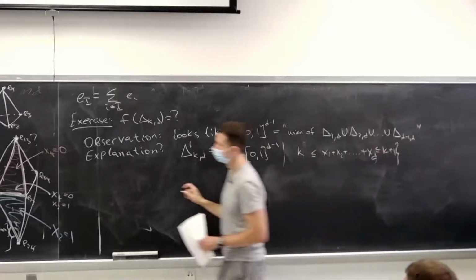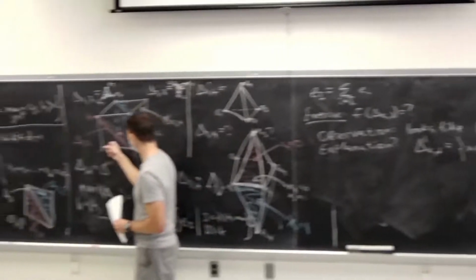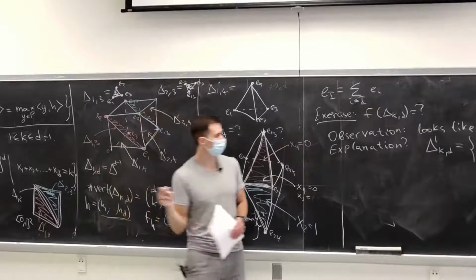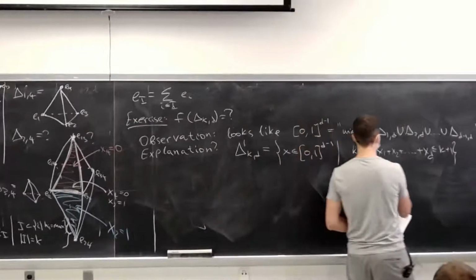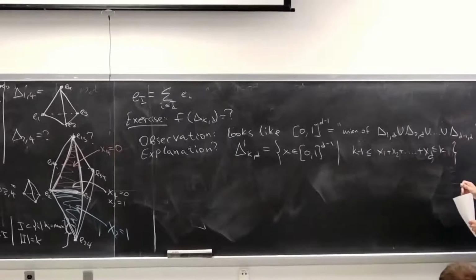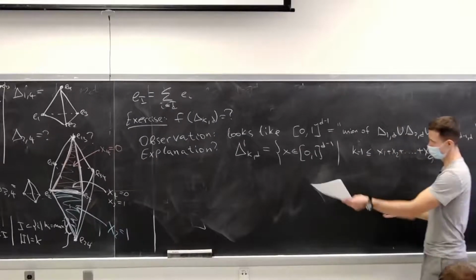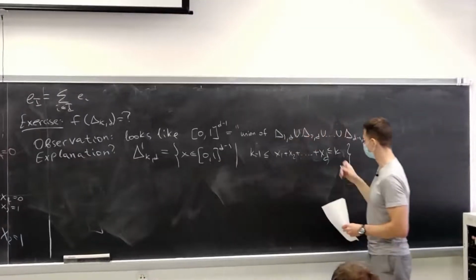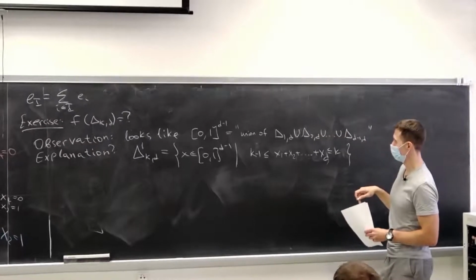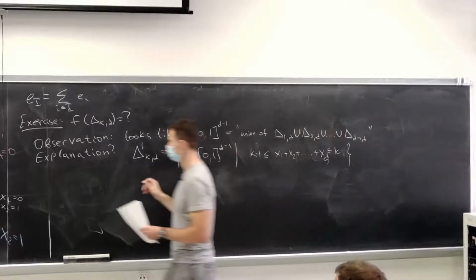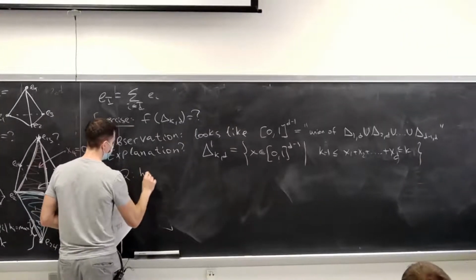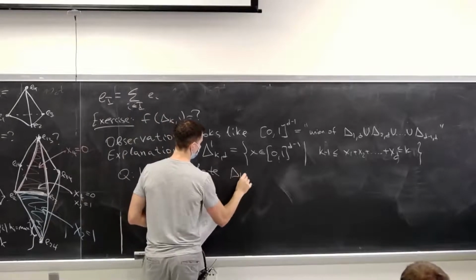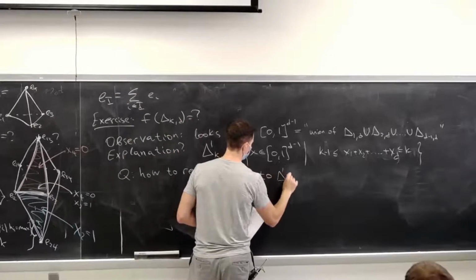Let's check. For delta 1d, the sum of coordinates is between 0 and 1. It would be k minus 1 and k. All right, that's nice. Yeah, that's correct, because each delta prime is just a slice of a cube between these two planes. Now, how do I relate delta kd to delta prime k comma d?